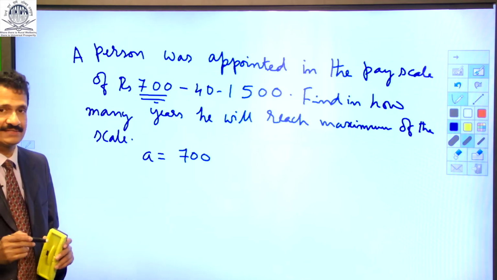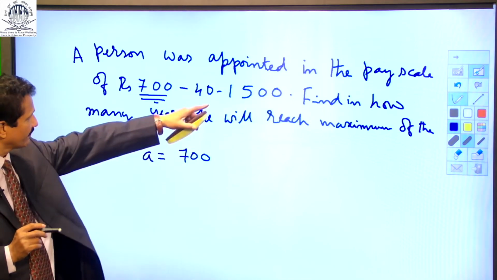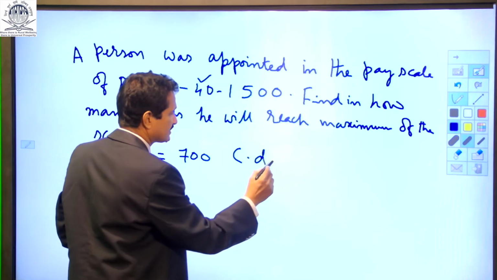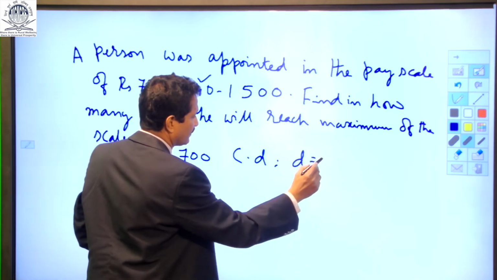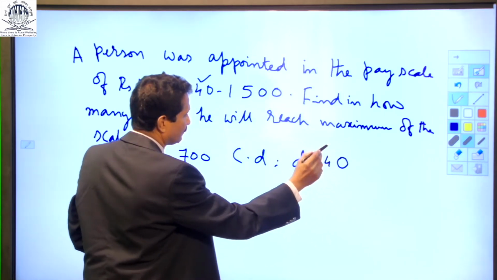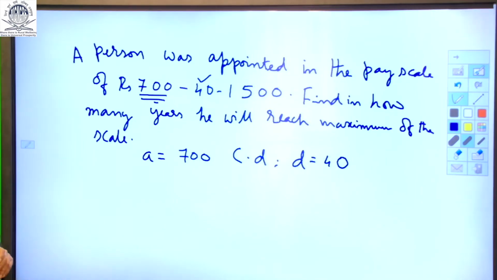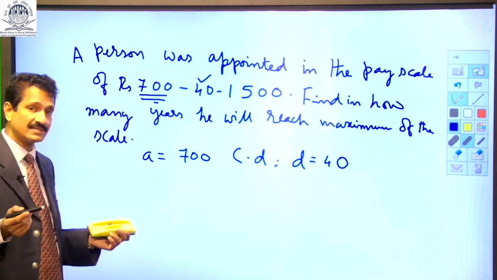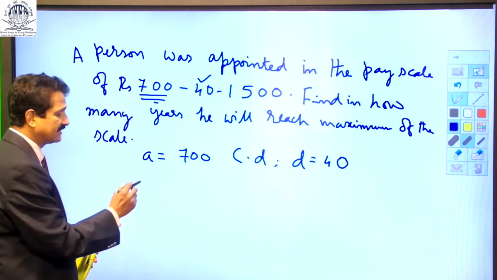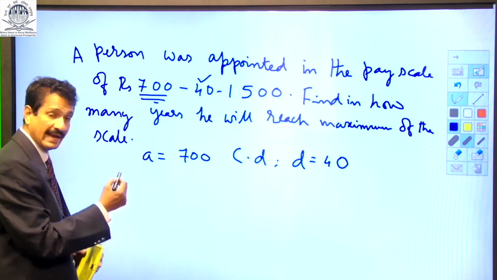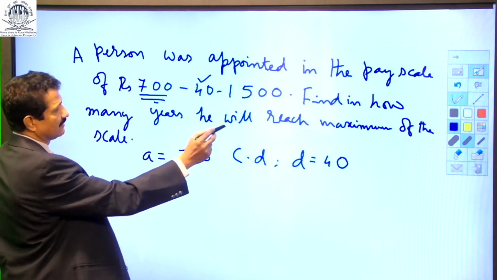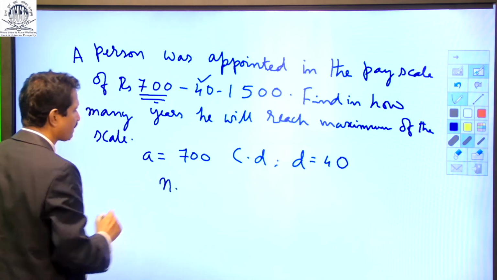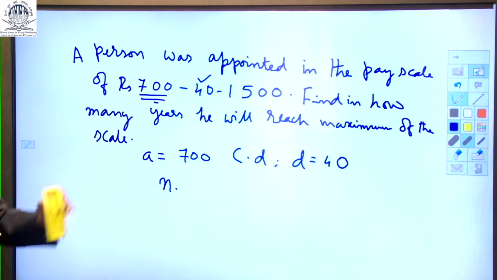Then what is the common difference? The common difference here is 40. So the common difference D is equal to 40. What is the final salary that he has to reach? He has to reach 1500. In how many years? That is the question for us. So let the number of years be unknown to us. Let him reach in n number of years, n. So he will be reaching 1500.